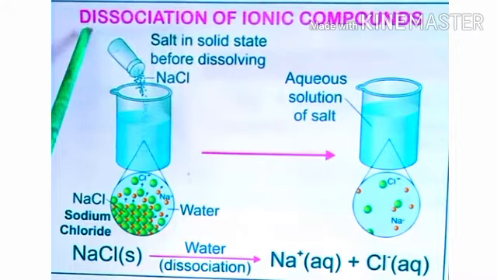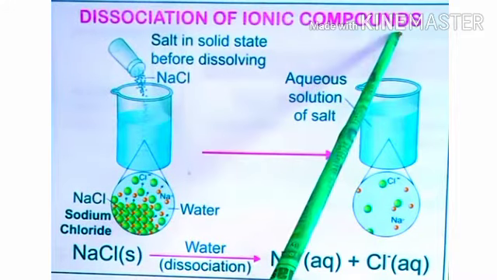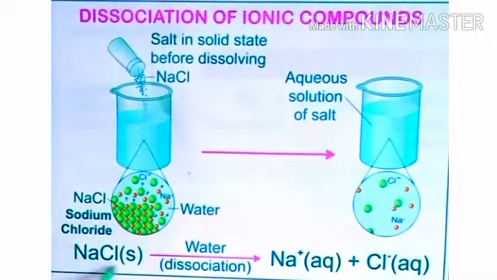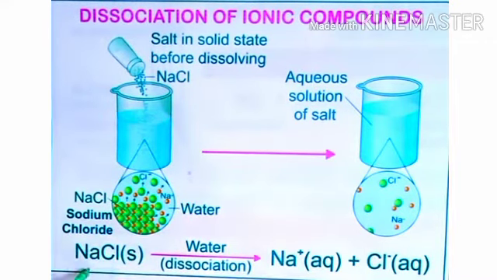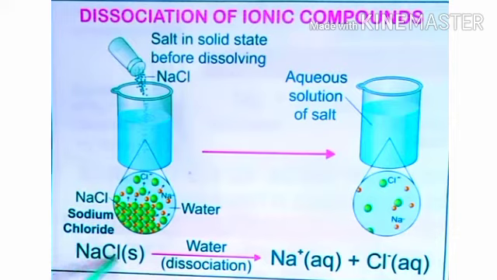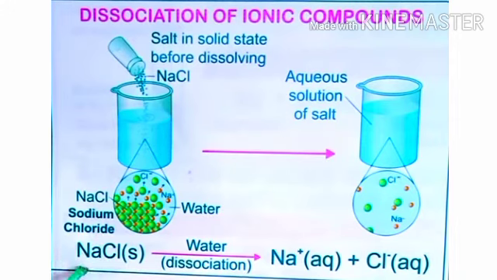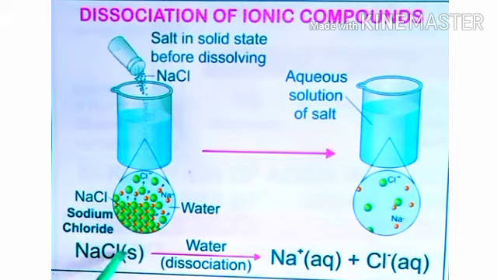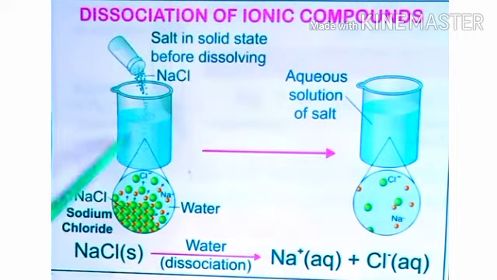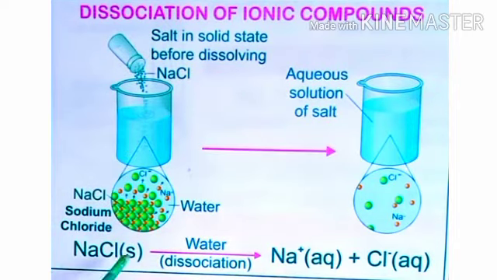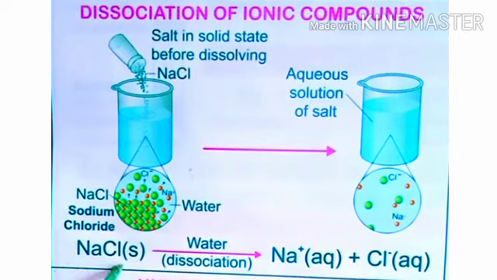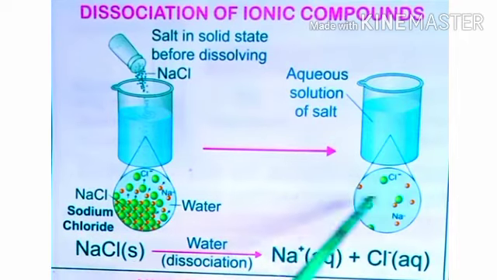Now let's study dissociation of ionic compound. When the ionic compound is present in the solid state, these positive and negative ions are side by side. There is a bond between them known as ionic bond. As you can see here, all these sodium and chloride ions are completely packed. Now when the salt is dissolved in water, the water molecules push themselves in between the ions of the compound and separate them from each other.